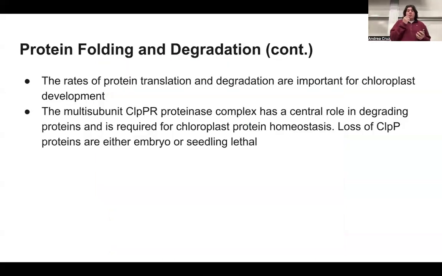So continuing further with protein folding and degradation, degradation is extremely important for chloroplast development. The multi-subunit CLPPR proteinase complex actually plays a central role in degrading proteins, which is required for chloroplast protein homeostasis. Loss of this can result in either embryo or seedling death. And it's just important because certain mutations can result in death on their own. So without this type of regulation, you can see serious issues with plant development.